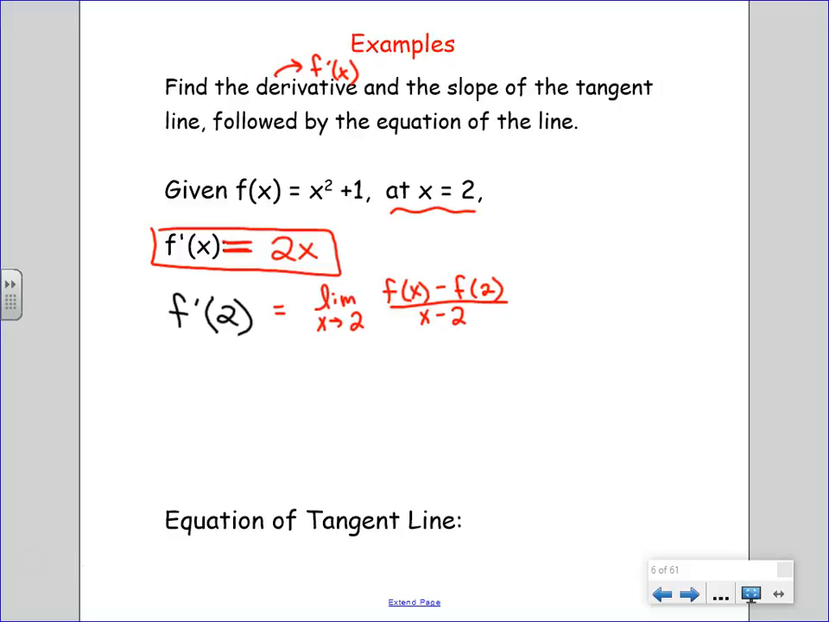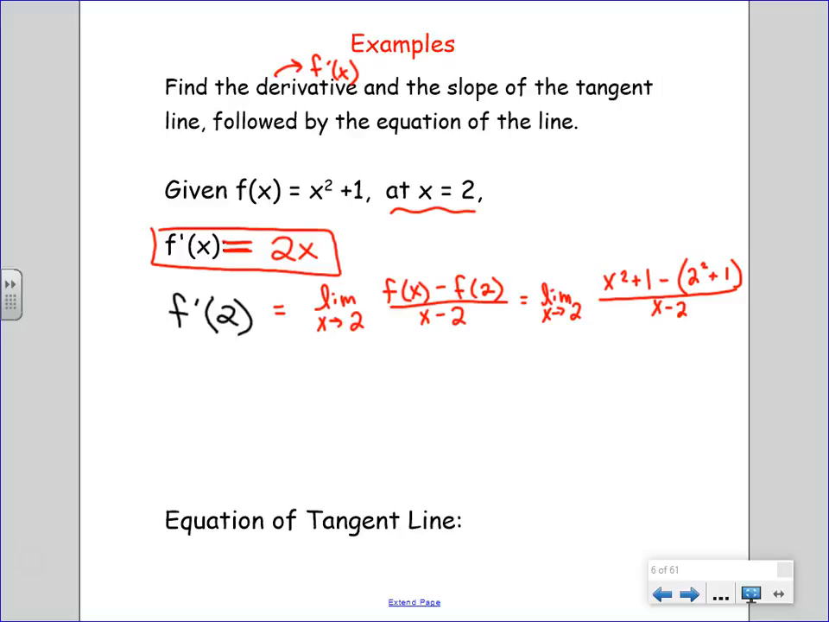Who's f of x? Rewrite your limit. Just like we did with the other definition, we got to put in our pieces. Who's f of x? Yeah, take the whole equation. x squared plus 1. Minus, who's f of 2? Plug in 2. So 2 squared is 4, plus 1 will be 5. We'll get there in a second. All over x minus 2. Guess what happens if I plug in x is 2? 0 over 0, keep going. Hence why we're keeping going.